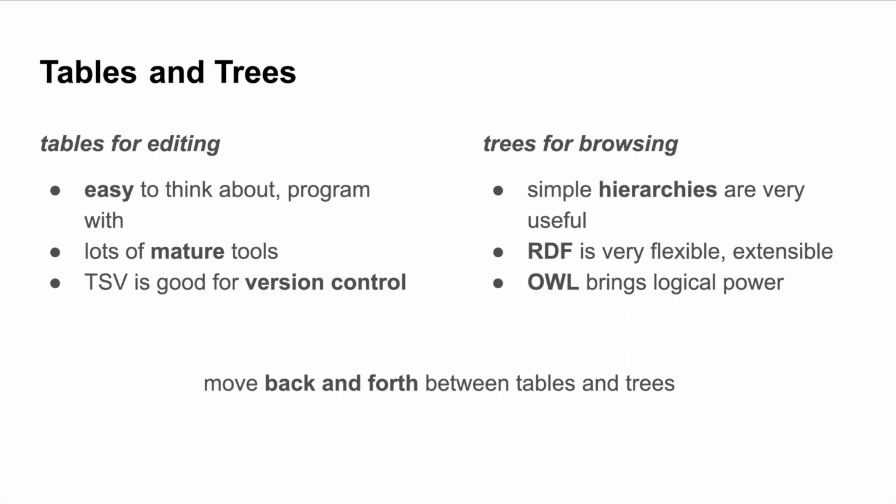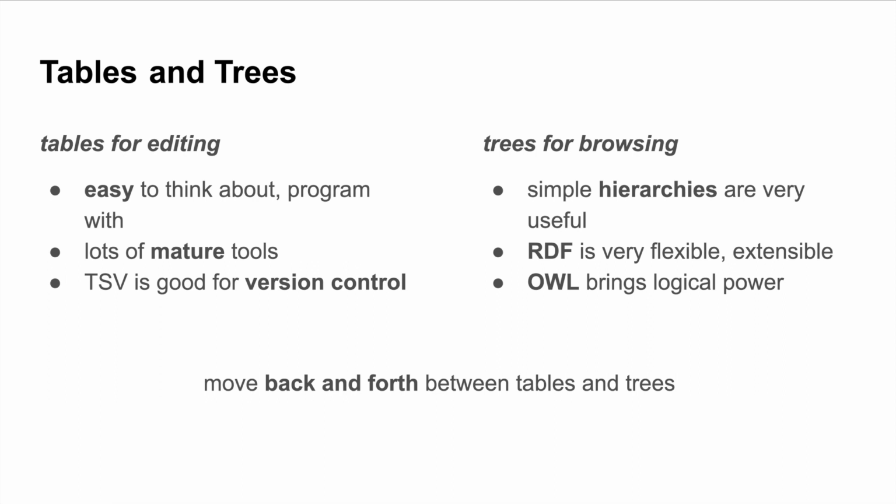So my general philosophy is to use tables for editing. They're easy to think about, they're easy to program with, there are lots of mature tools for working with tables, and in particular, tab-separated values, TSV, is good for version control. On the other hand, trees are great for browsing. Even simple hierarchies are very useful. RDF is flexible, extensible. OWL brings a lot of logical power.